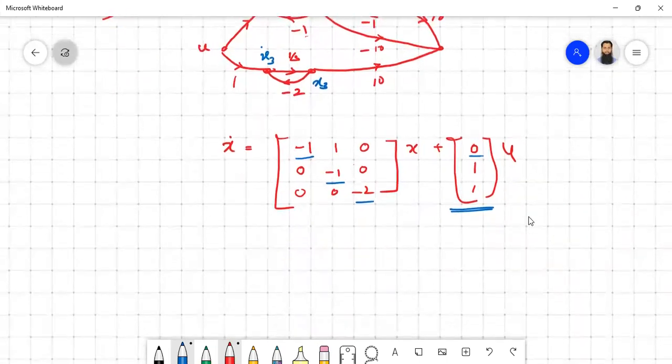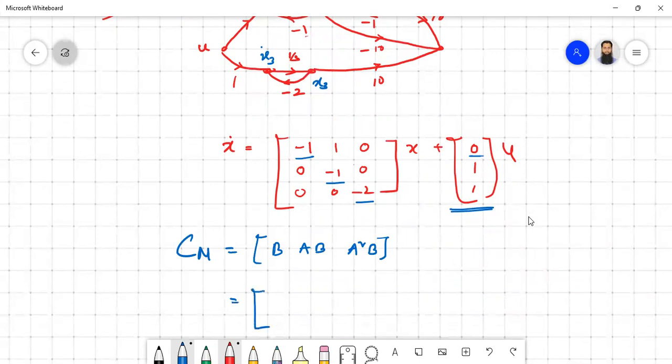So what you have to do is form the controllability matrix CM, that is B, AB, A square B. B is straightforward as it is coming from the equation: 0, 1, 1. The AB is you just multiply A with B. So basically from this one, you can easily figure it out. 0 into -1 is 0, 1 into 1 is 1, 1 is 0. So basically it will be 1.